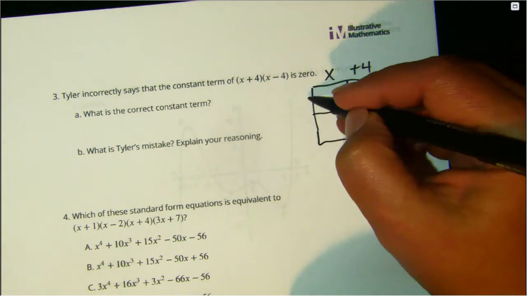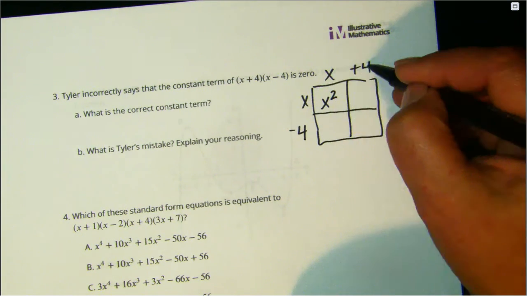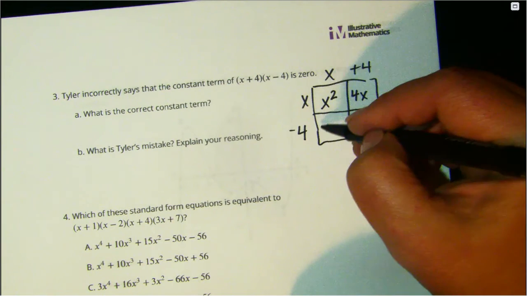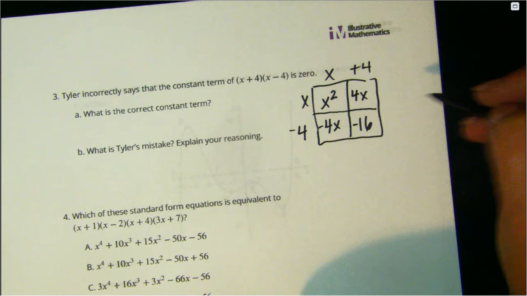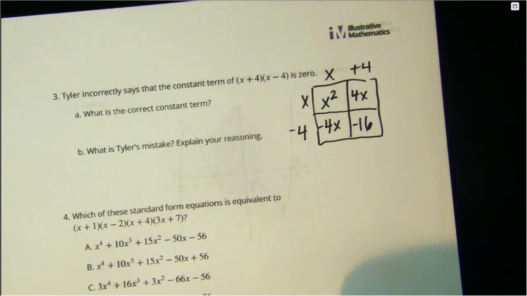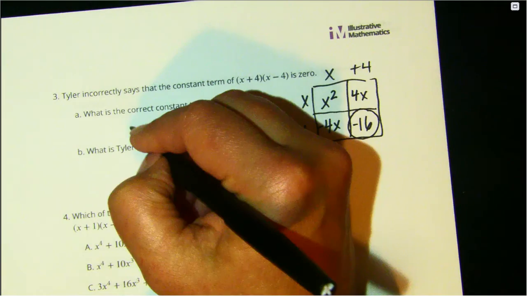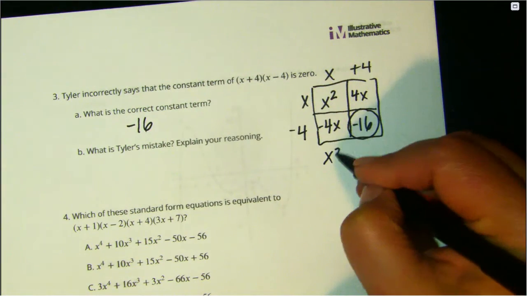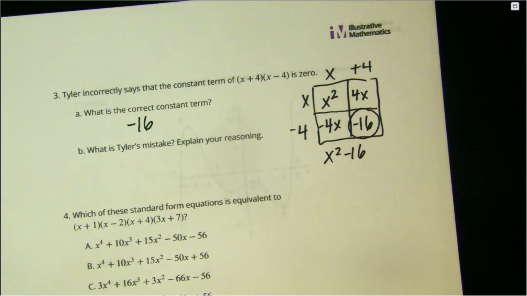x plus 4, x minus 4. So it'd be x times x, x times 4, negative 4 times x, negative 4 times positive 4. It doesn't even really matter what it all adds up to because the constant's right here, negative 16. x squared, and those cancel. They don't always cancel, but they did on this one.